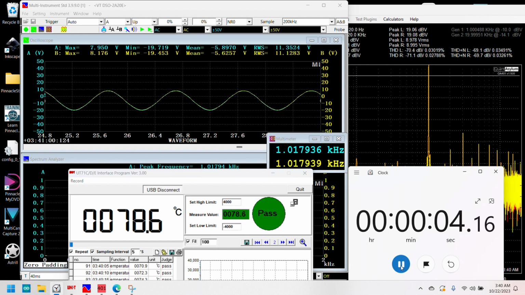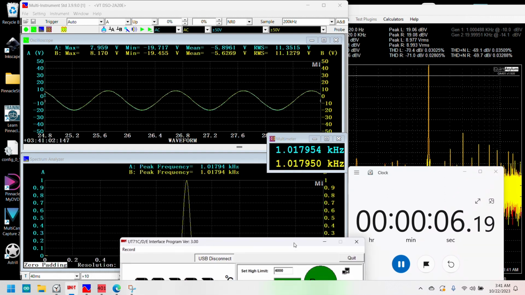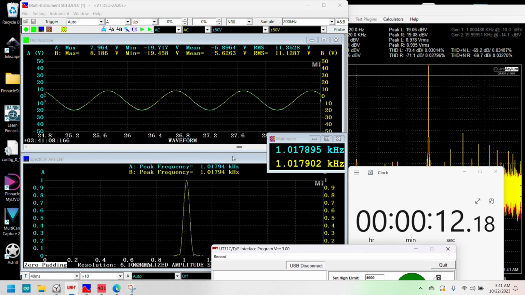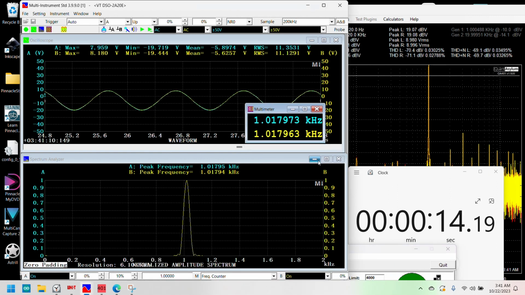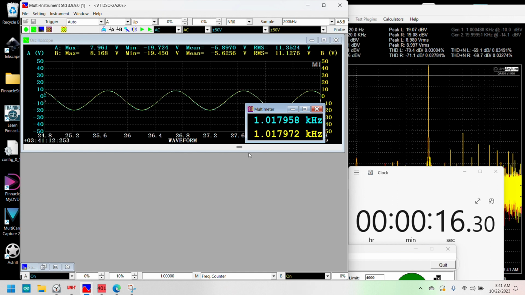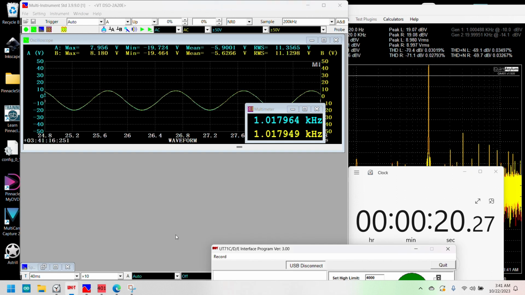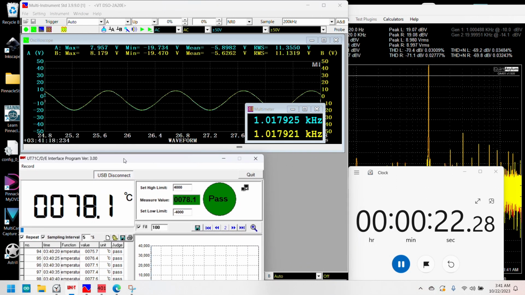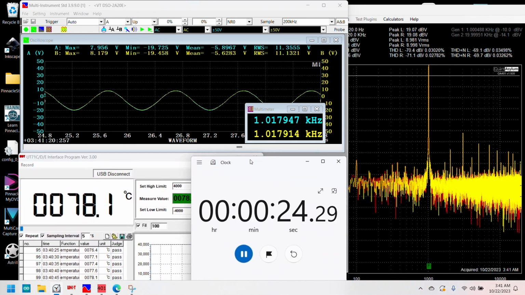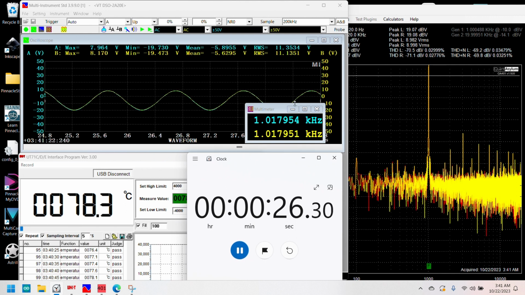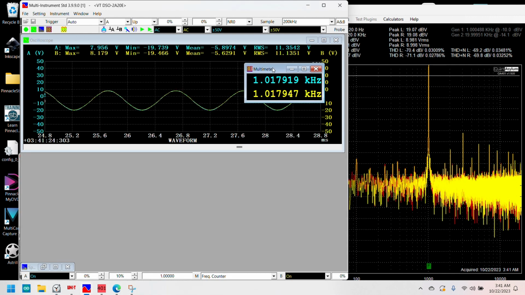Actually, the most important here, this is not so important on the spectrum because we don't monitor that one. So I can close this one or minimize it and maximize the temperature to be put in here, and then the timer to be put in there. And there you go. It's much better right now.